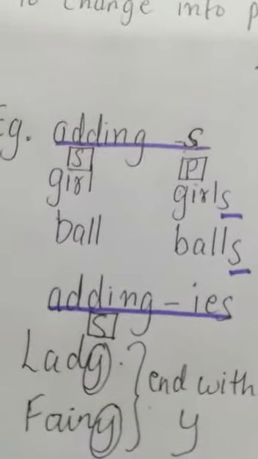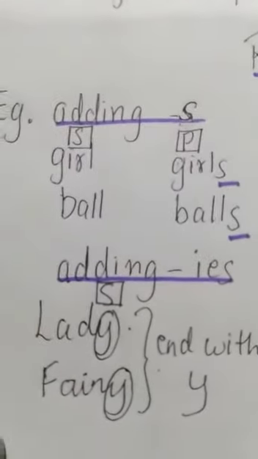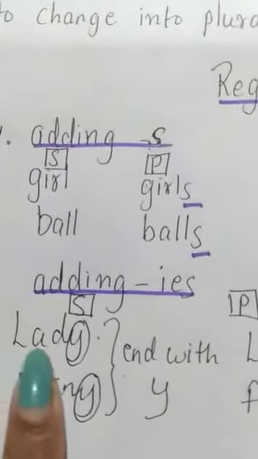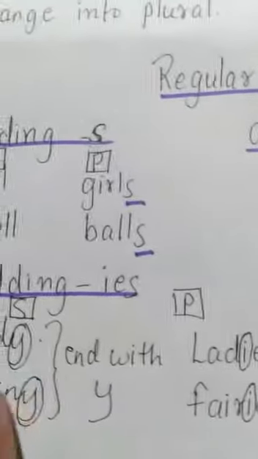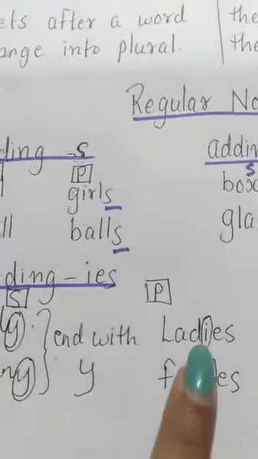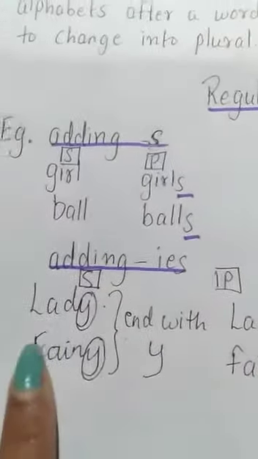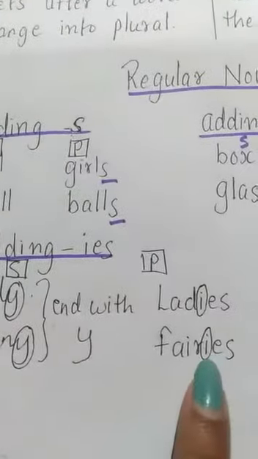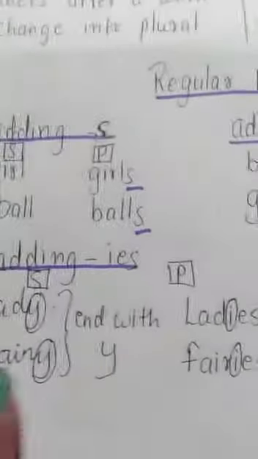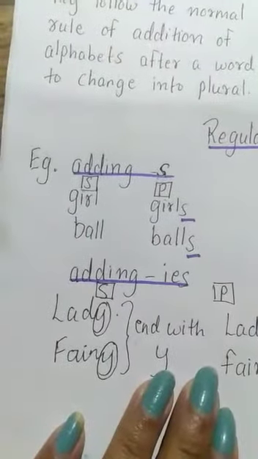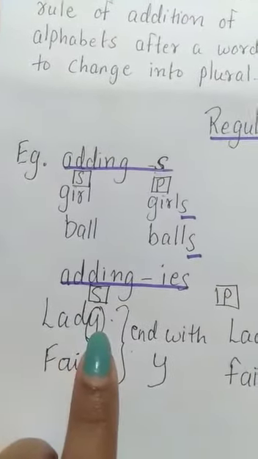Next addition is adding ies. When do we add ies? We add ies to those words which end with y. And how do we add? We simply copy the word but drop y, and instead of y we write i and then add es. Like for example, lady, drop y, replace it with i and add es, ladies. Similarly, fairy, drop y, write fair, instead of y we write i and then es. So fairy, fairies.